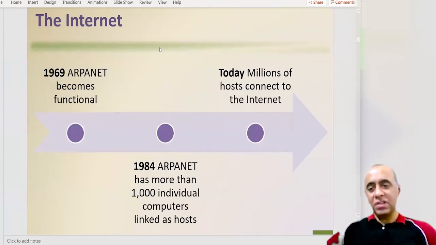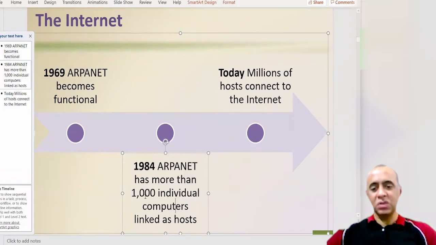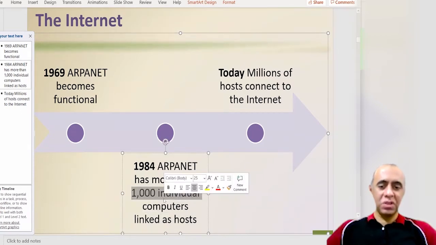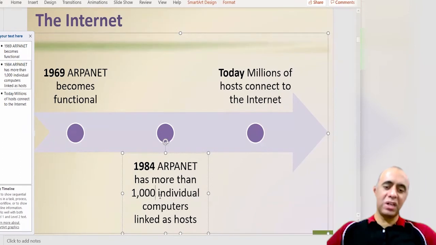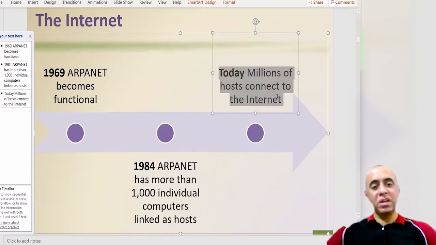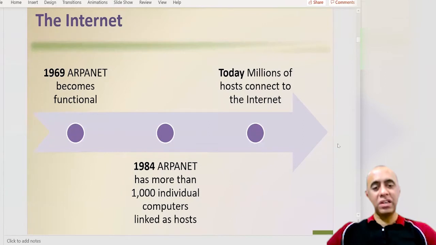Then after 15 years, in 1984, ARPANET had more than 1,000 individual computers linked as hosts. All of those computers were connected to this network. Back then it was still a big number because we didn't have personal computers in those times. They were not everywhere. So that was 1984, and in today's era there are millions of hosts connected to the internet.